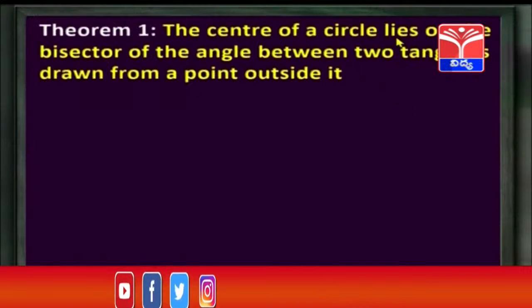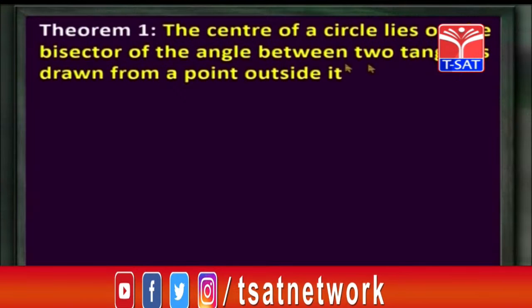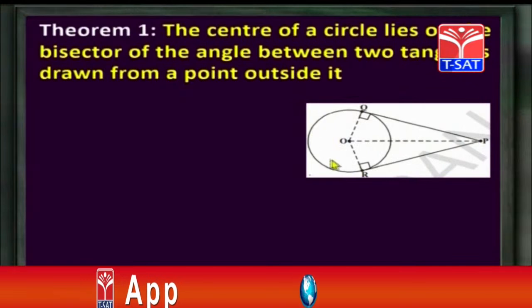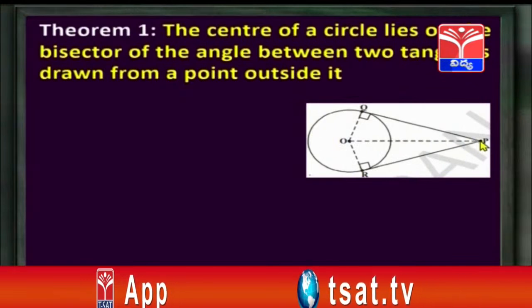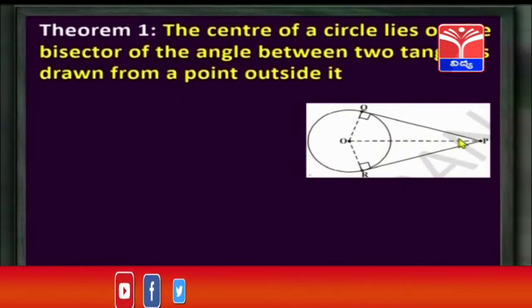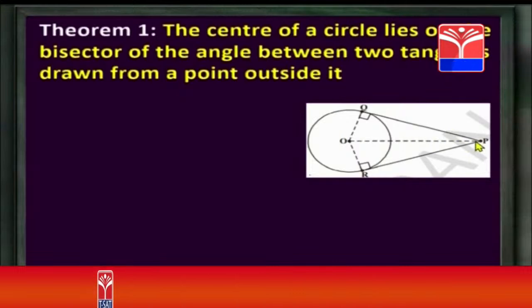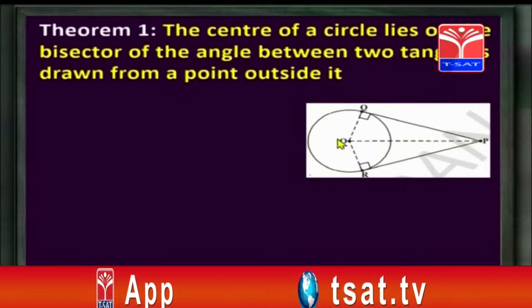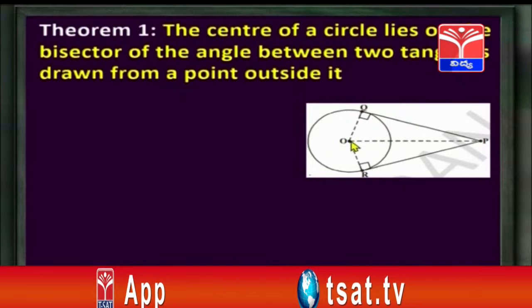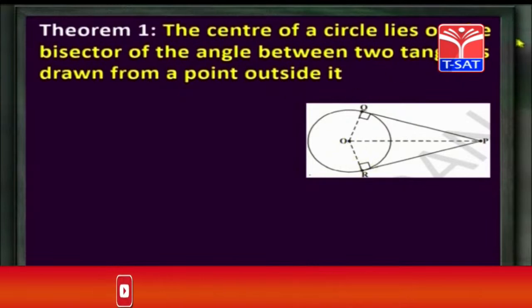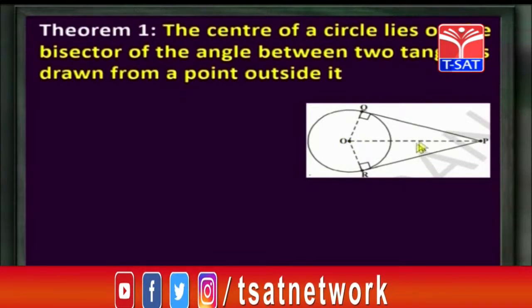The center of a circle lies on the bisector of the angle between two tangents drawn from a point outside it. Let us see the diagram. This is a circle and a point P is outside the circle. From point P, two tangents are drawn, and we know that two tangents are equal, that is PQ and PR are equal. If we draw the angle bisector of angle P, then this line always passes through the center of the circle. So, the center of the circle lies on the bisector of the angle between two tangents drawn from a point outside it.